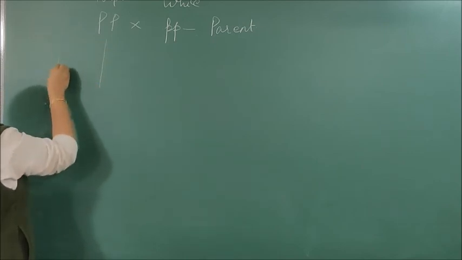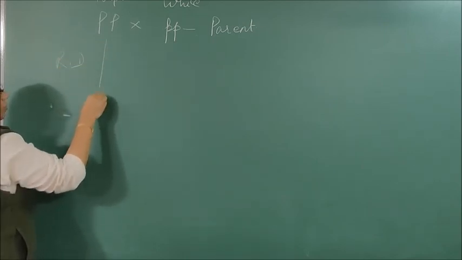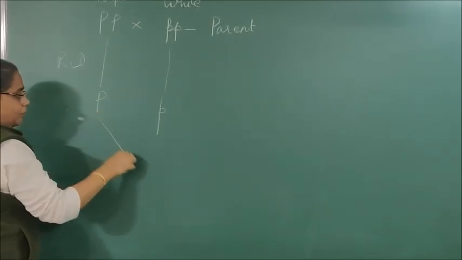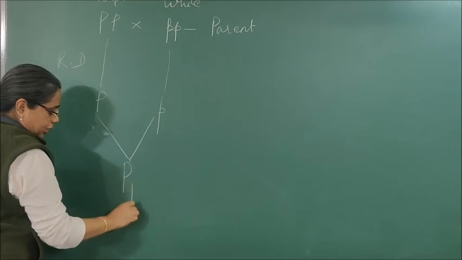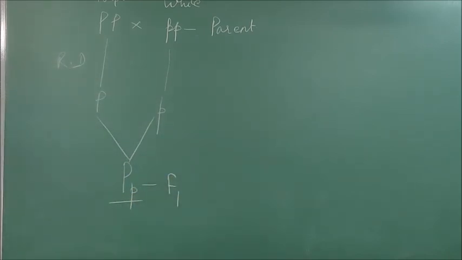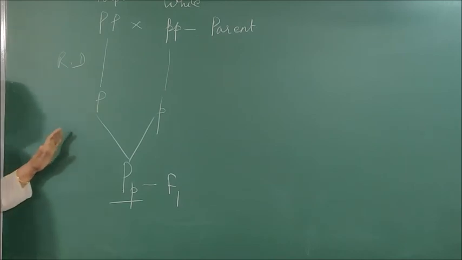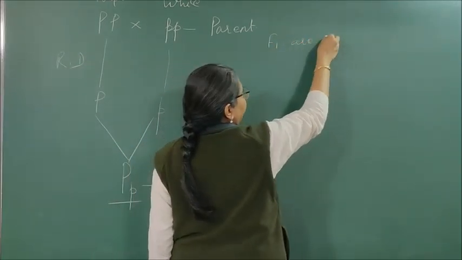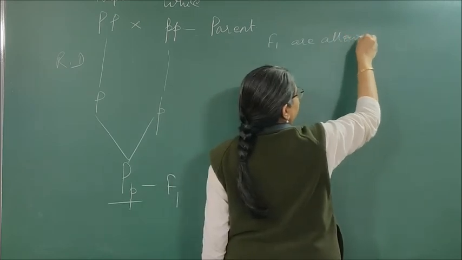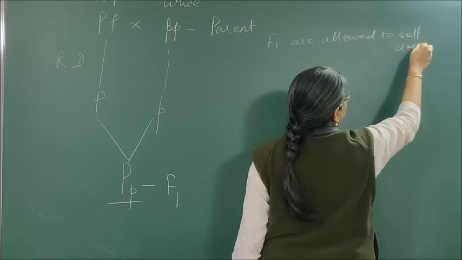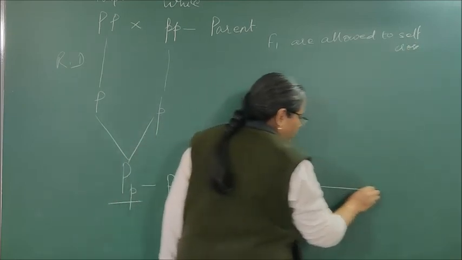Now it undergoes reduction division and it becomes capital P. It undergoes reduction division and becomes small p. So in the F1 generation, all plants will have purple flowers. You will write exactly the way we wrote the first one. Now when the plants of F1 generation are allowed to self-cross, we get the F2 generation.